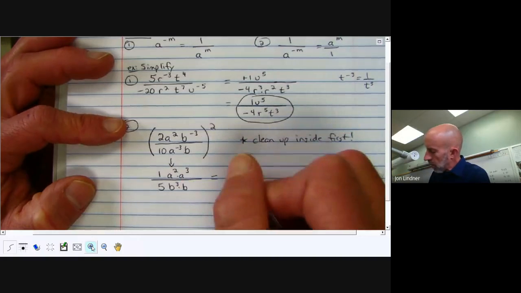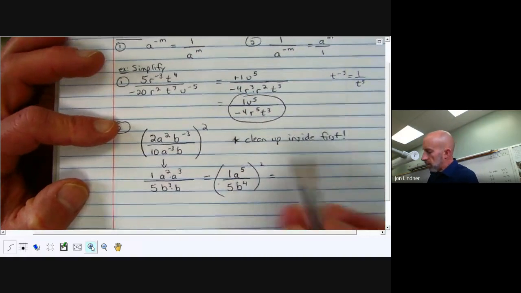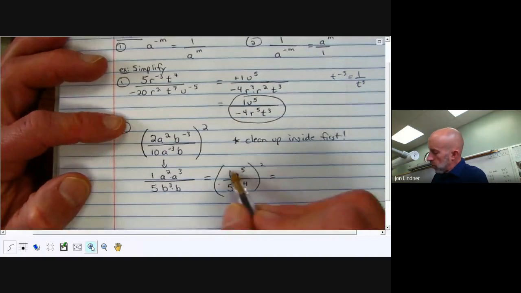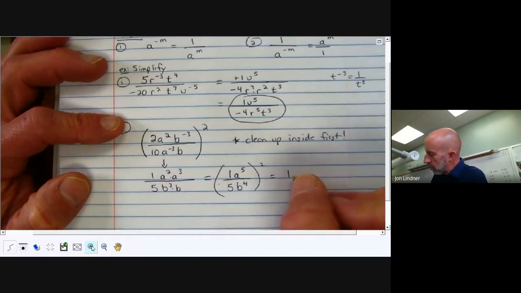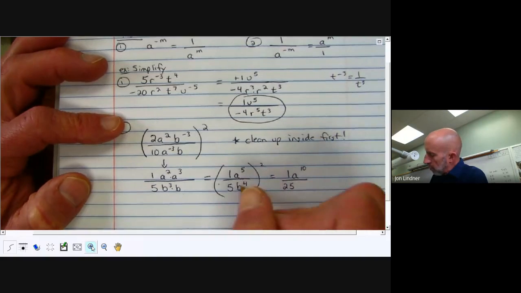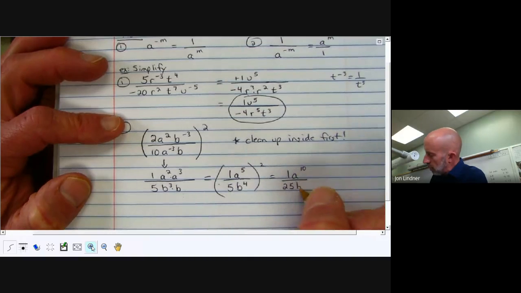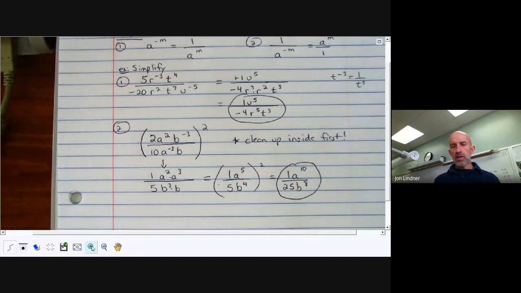Now we can worry about raising this thing to the second power. And it's pretty easy. This second power goes to all of these. 1 to the second is 1. Power to a power, this is a to the 10th. All over 5 to the second is 25. And then on the b, power to a power, 4 times 2 is 8. And we have b to the 8th. And that problem is complete.